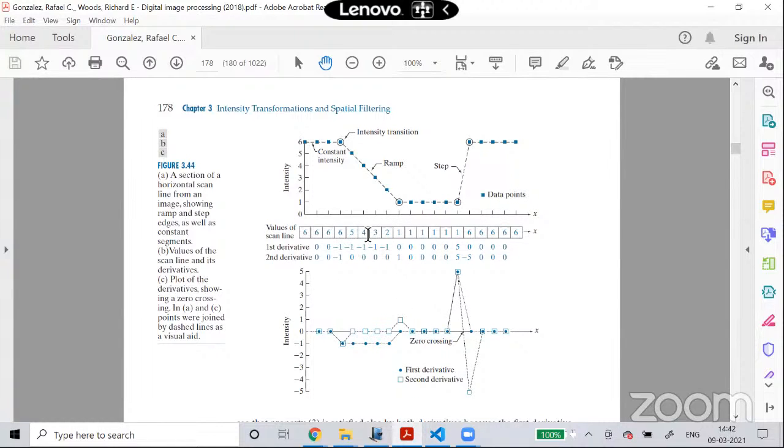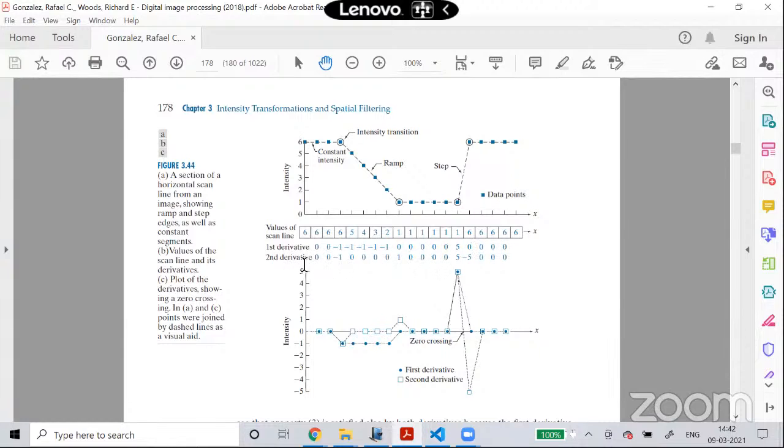So this is 5 minus 6, then 4 minus 5, 3 minus 4, 2 minus 3, 1 minus 2. So all these are minus 1. Then you have 1 minus 1, that's 0. So here the derivative is 0 again, and so on. This is how the first derivatives are being calculated.